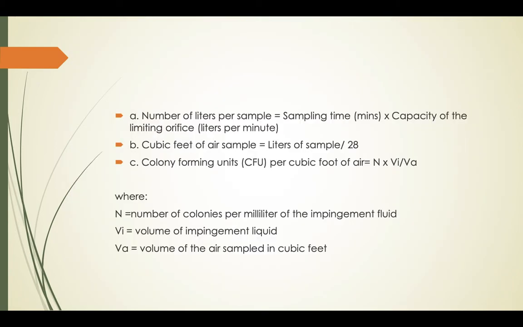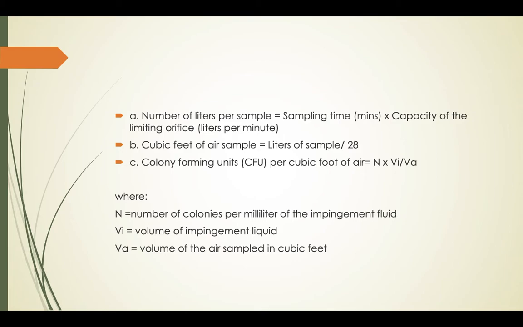Okay. So in our module, you are tasked to quantify as well, diba? Similar with microbial sampling from soil, colony counts are asked to be computed for the standard plate counts, for the impingement method only. The number of liters per sample, cubic feet of air sample, and colony forming units per cubic foot of air. Those are the three things that I hope by now we have understood how to compute.